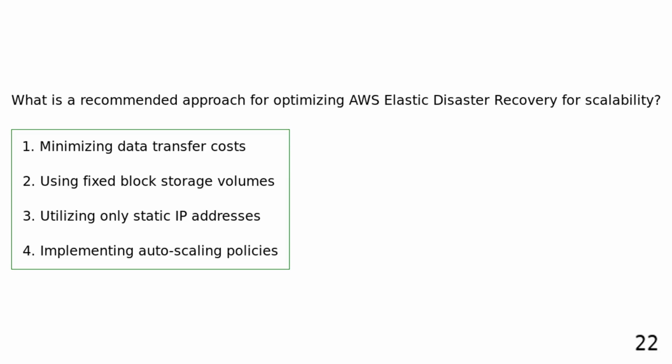What is a recommended approach for optimizing AWS Elastic Disaster Recovery for scalability? Minimizing data transfer costs. Using fixed block storage volumes. Utilizing only static IP addresses. Implementing auto-scaling policies.